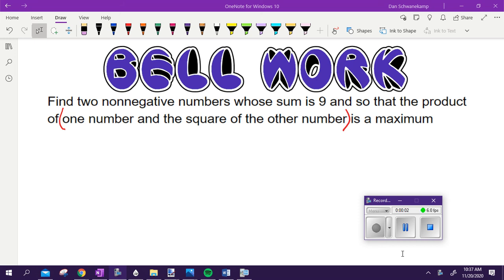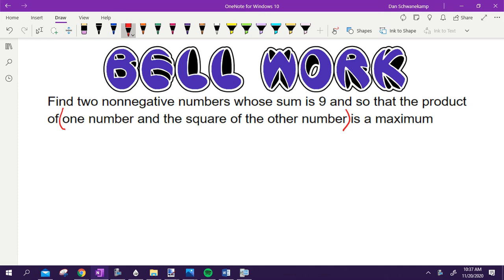In Bell work today, we're continuing what we did yesterday with terms of optimization. This problem should look pretty similar to yesterday. Okay, just a warning on these problems. Optimization is not crazy difficult, but there are lots of steps and there's places you could make a mistake.